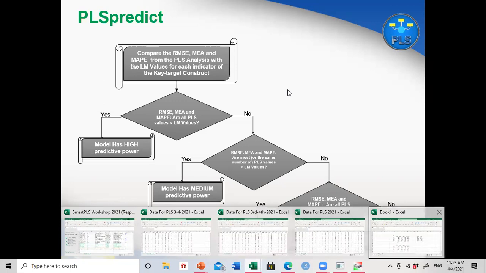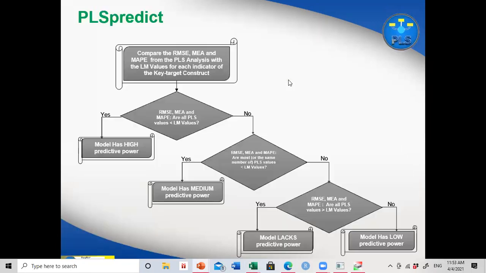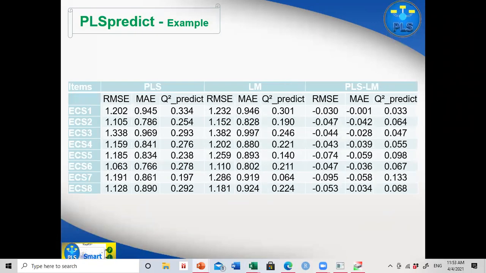In this case, let me go back. Okay, when we look at this one, what can we conclude? We conclude that all the PLS prediction errors are less than LM. So therefore, we conclude that our model of this example has high predictive power.